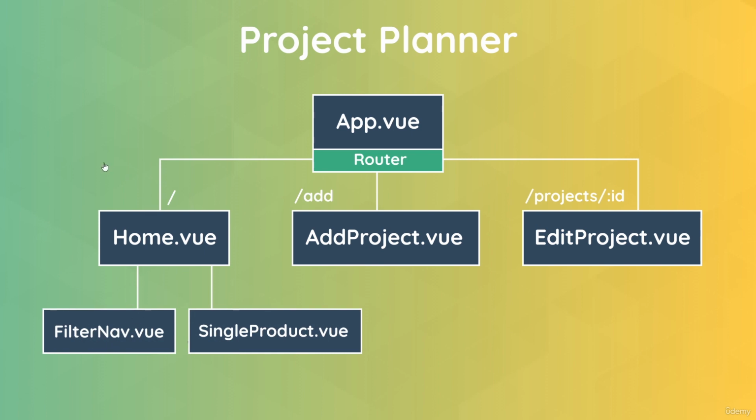We have the filter nav. That will be the navigation at the top of the list of projects, and if we want to filter them by completed or ongoing, we can use that. We also have the single project component, and that will represent a single project in the list. Finally, we're also going to have a navbar component at the top of the app component as well.